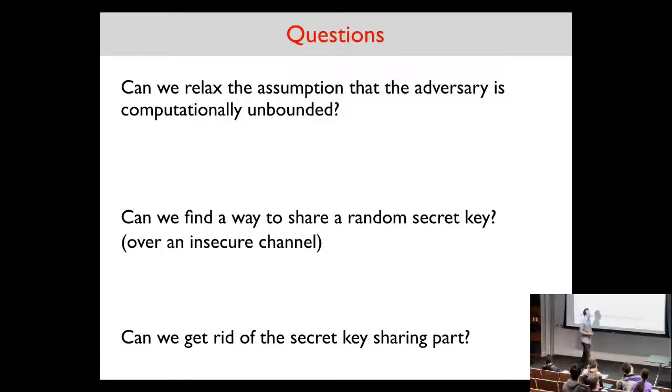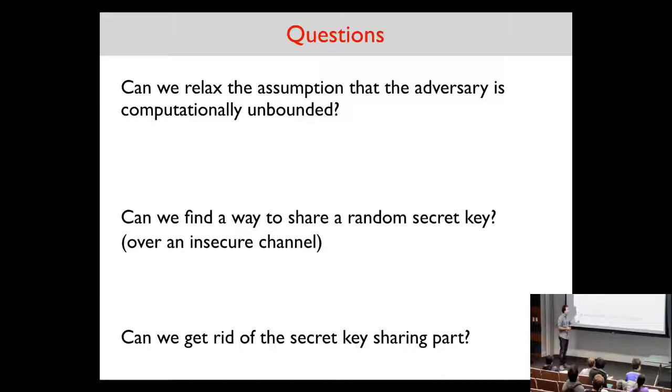Then the second question is, can we find a way to share a random secret key over some insecure channel? We want to apply one-time pad, but to do that, we need to share this random secret key. Can we do that over an insecure channel? And in particular, we're going to look at this question right now: can we do that, assuming that the adversary is computationally bounded?